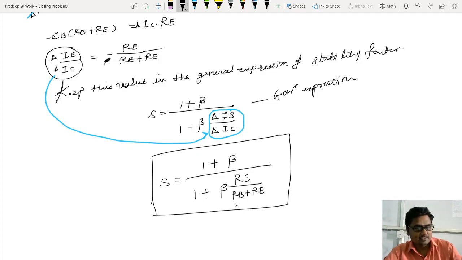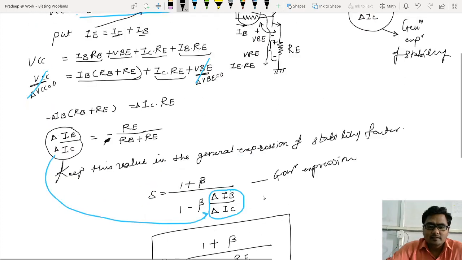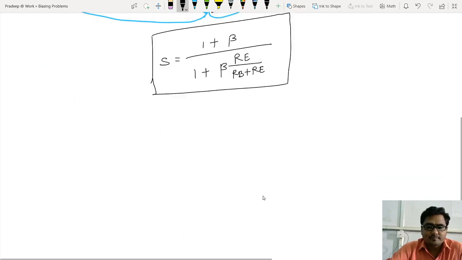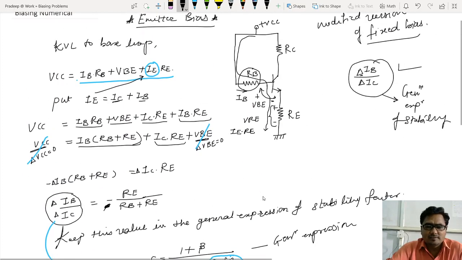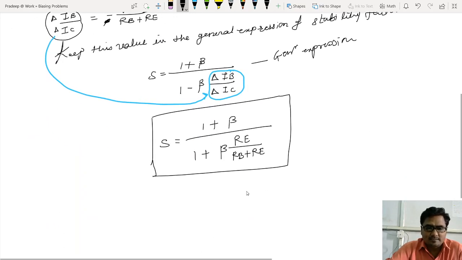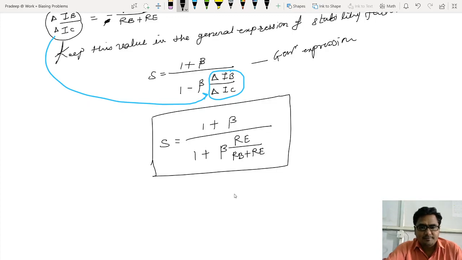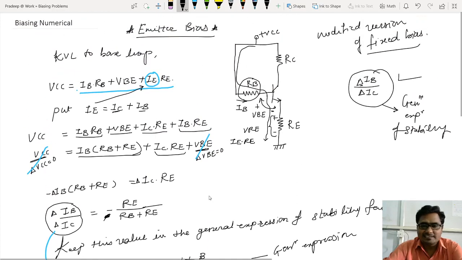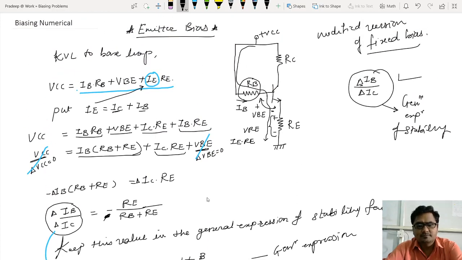This is what I wanted to share with you people. We'll solve one numerical also. Depending on that emitter bias, we'll solve some numericals maybe next lecture or the one after. For the time being, thanks a lot. Now I'm not going to keep this task as an assignment, because we are already done with this. Okay. Thanks a lot.